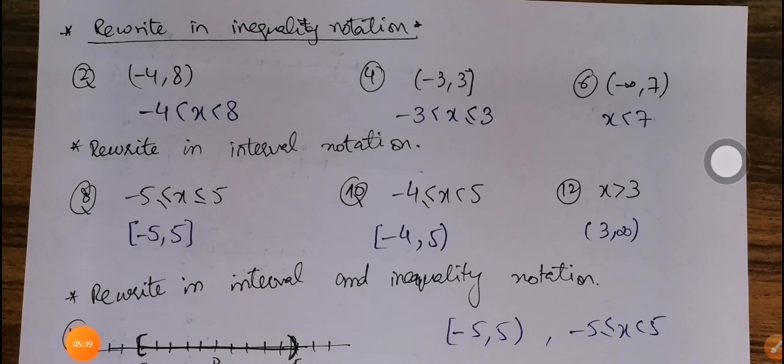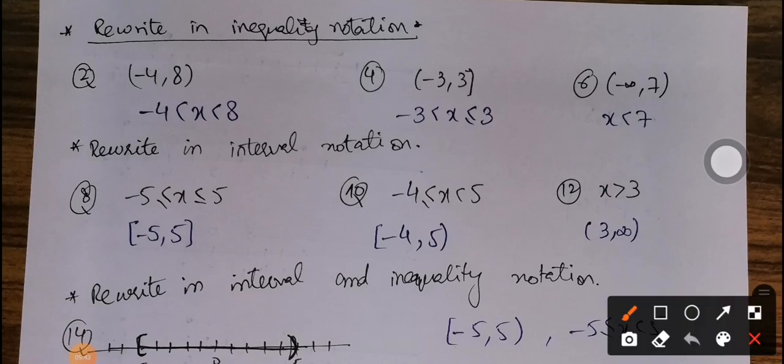Here we have some questions. Rewrite in inequality notation, that is, an interval is given to you and you have to write down the corresponding inequality. Minus 4 to 8 open interval, so minus 4 is less than x less than 8. When we have minus 3 to 3, open from minus 3 and close from 3, it means minus 3 is less than x less than or equal to 3. Then minus infinity to 7, minus infinity means all the elements are less than 7, so x is less than 7. Being an open interval, we are just using the sign of less, otherwise we have to use less than or equal to 7.